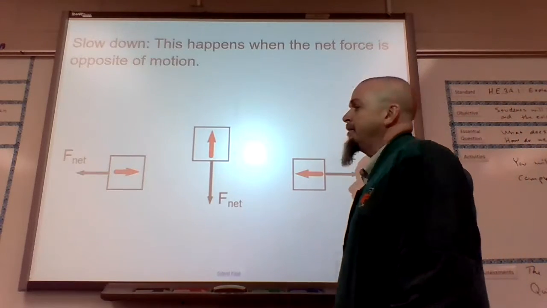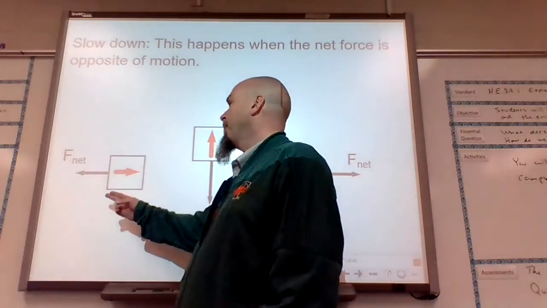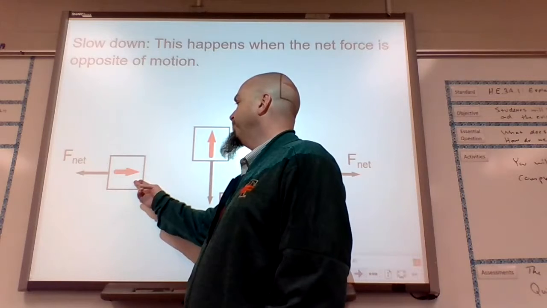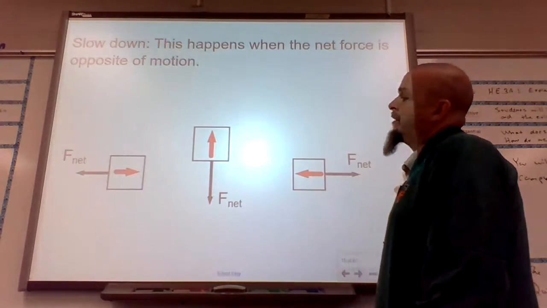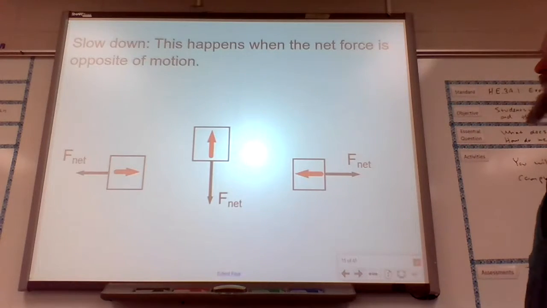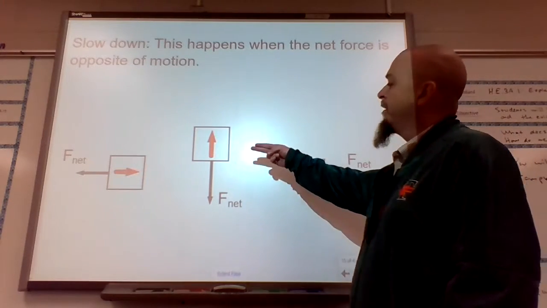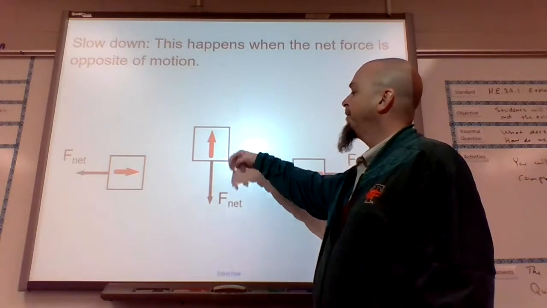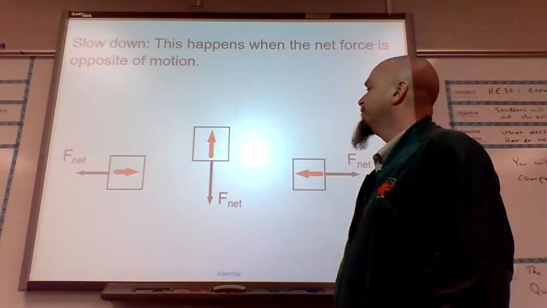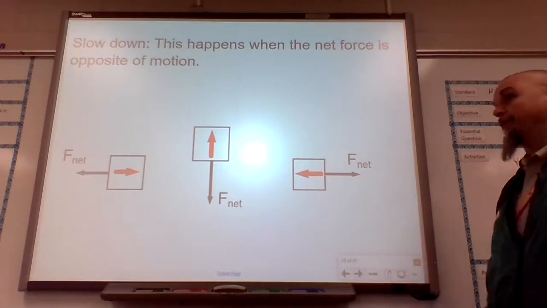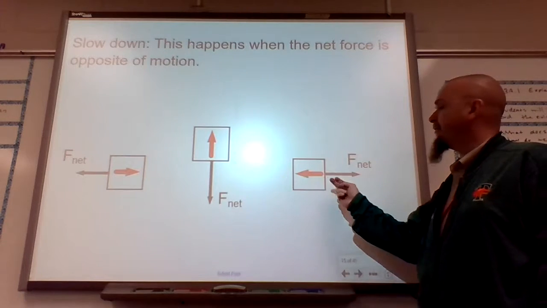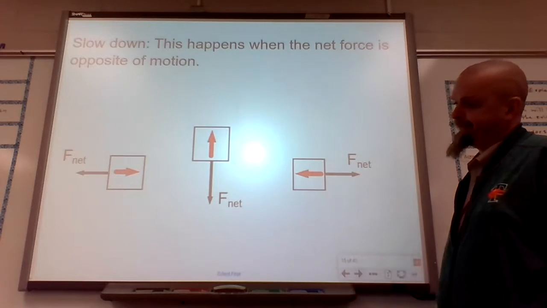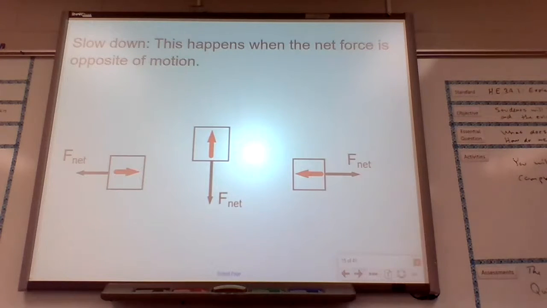Again, red arrows in the box indicate direction of motion. If the object is moving to the right and the net force is to the left, the object would be slowing down. If the object is moving up, but the net force is down, the object will be slowing down. If the object is moving to the left and the net force is to the right, the object would be slowing down.